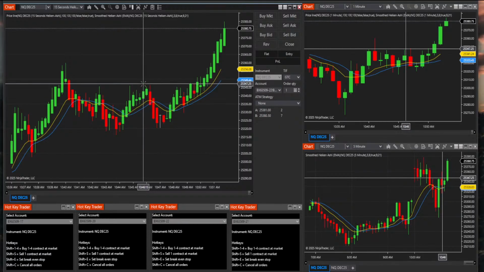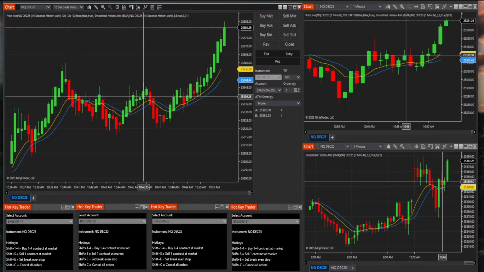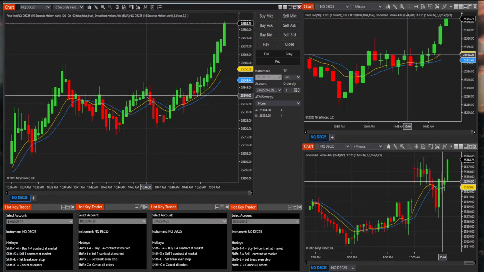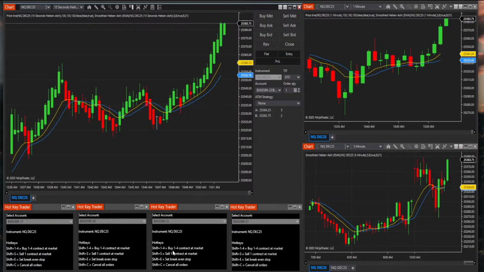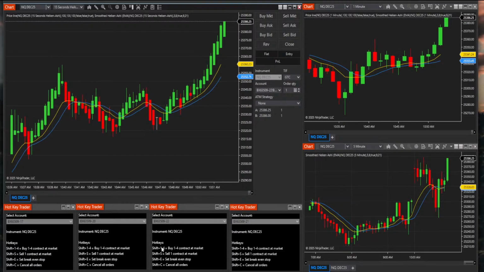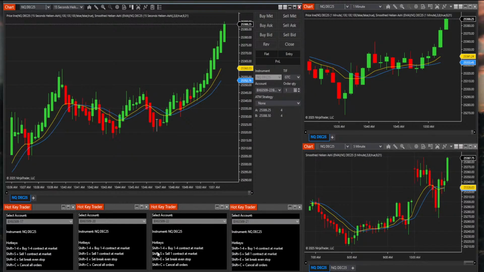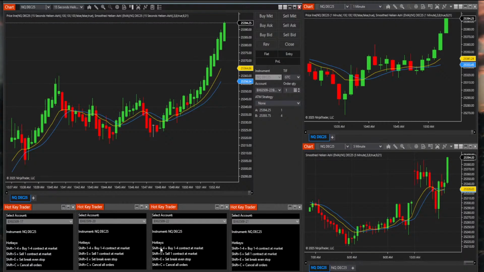So what did I do? I sold half, paid myself, immediately moved to break even. I did it with a hotkey. Shift 1, I bought 1 contract. Shift 2 would be 2 contracts, all the way up to Shift 4, which puts you in 4 contracts. I was already in the contract.